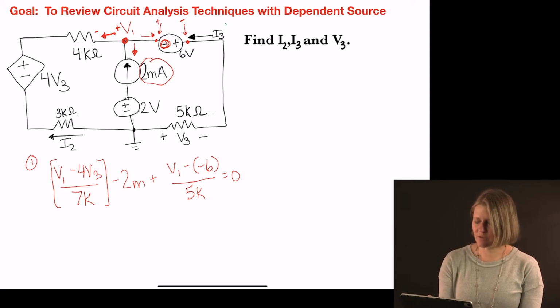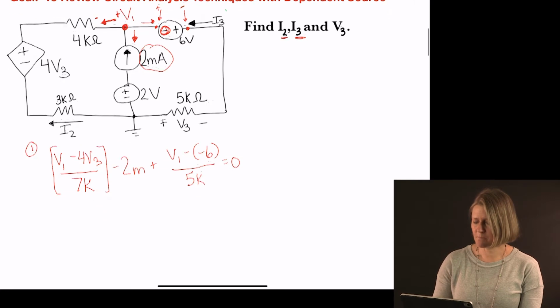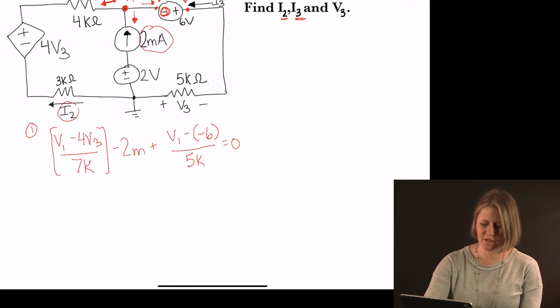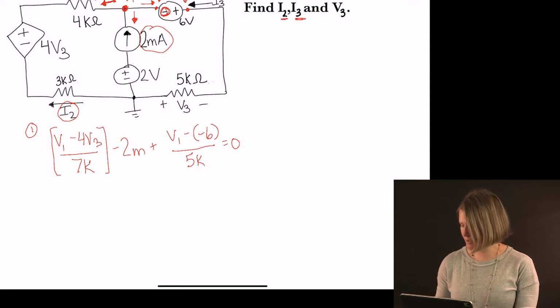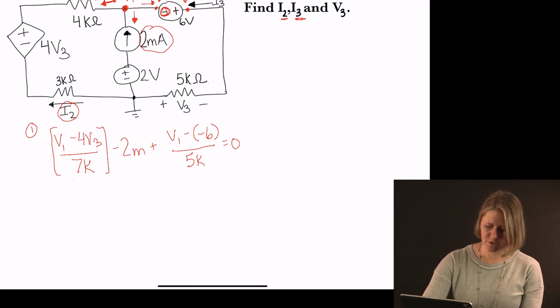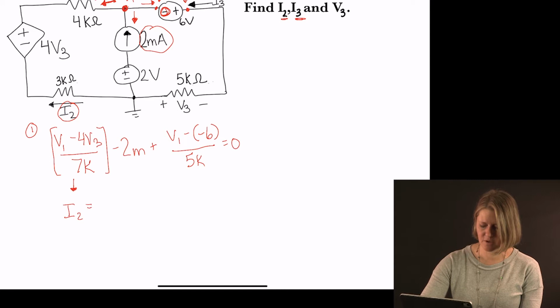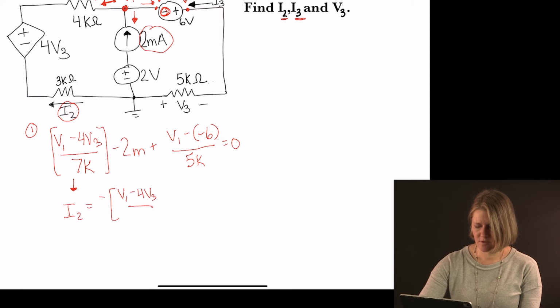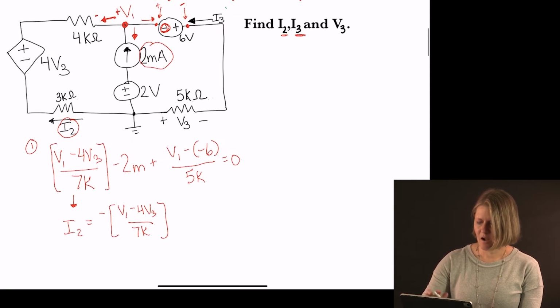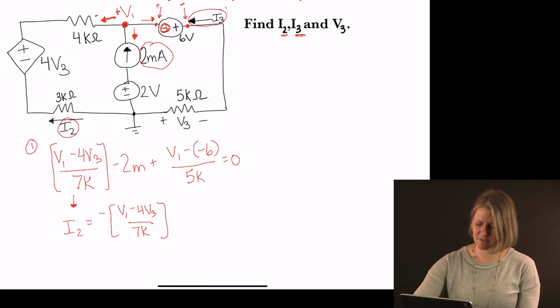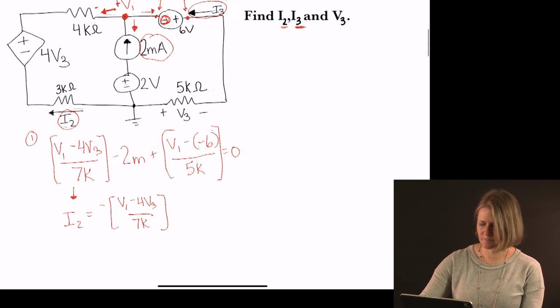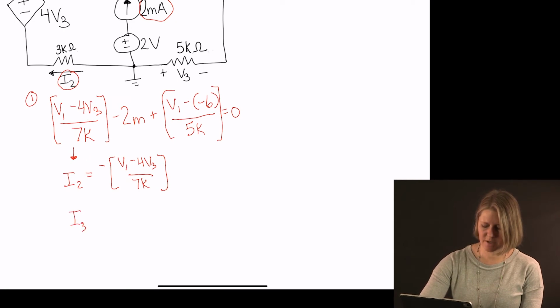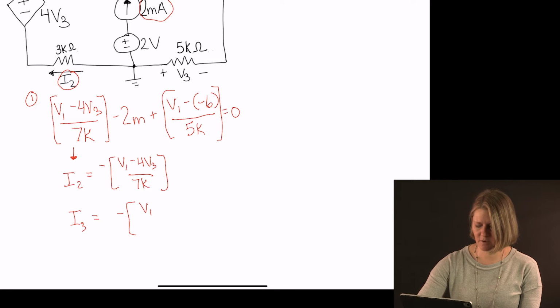So the next thing I want to solve is for I2 and I3. So I2 is located here, and I can describe I2, which I notice is this current, but just opposite. So I2 is going to equal a minus of that. I3 is going to be opposite this current. So I3 is a negative V1, and the minus times the minus gives me a plus 6.